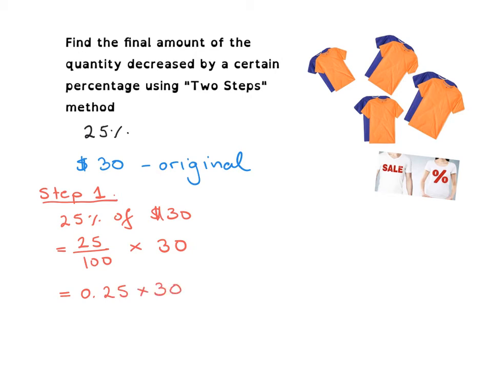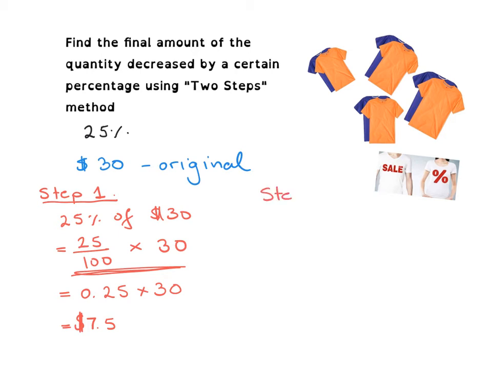You don't have to have this step. I'm just showing you if you have to convert into decimals. But you can use a calculator here, in this line. And now you can calculate 0.25 times 30, and it should give you 7.5, which is actually a $7.50 decrease. But this is how much has been decreased.